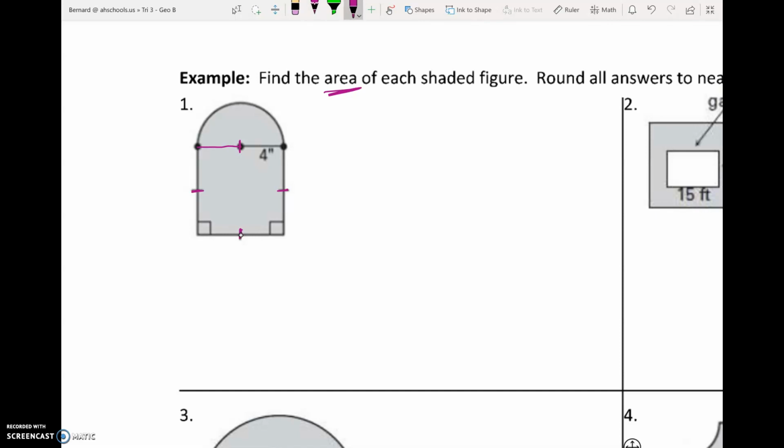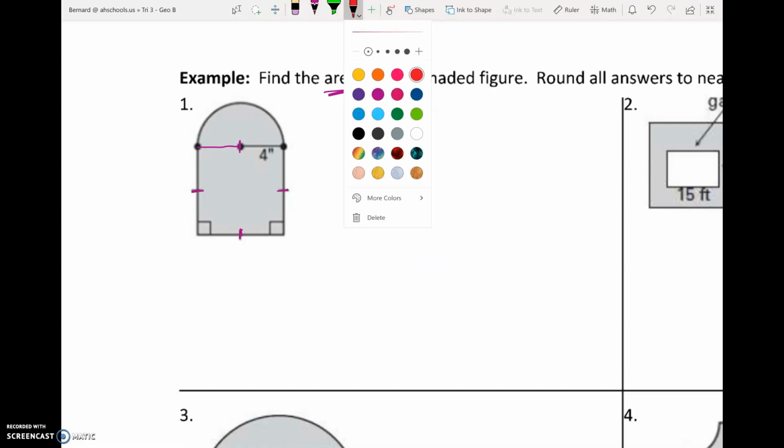My pen is not working. I'm not allowed to change colors. Interesting. Give me a second, everybody. Got it.